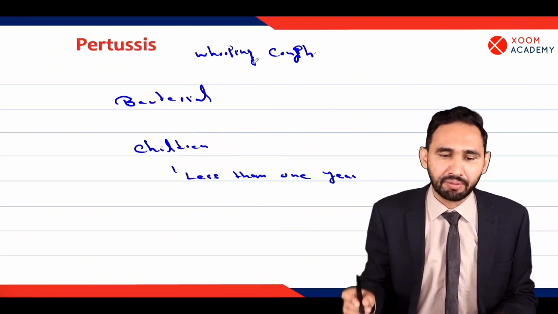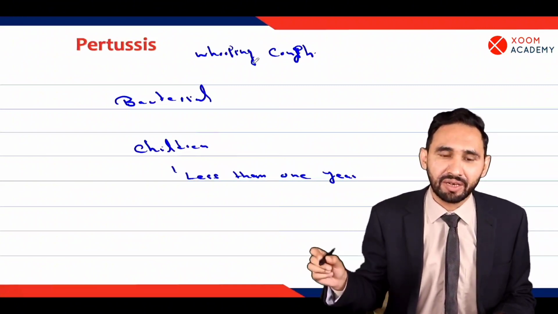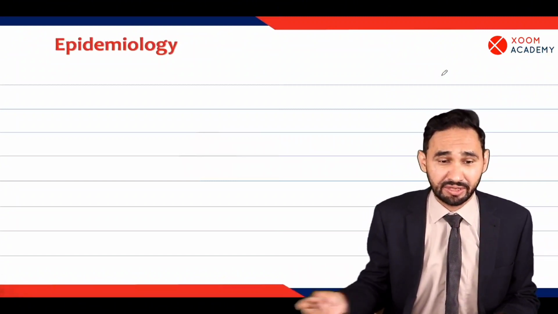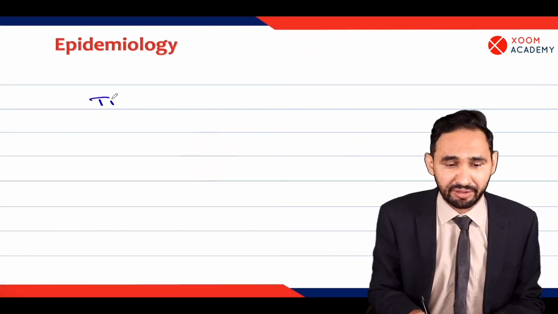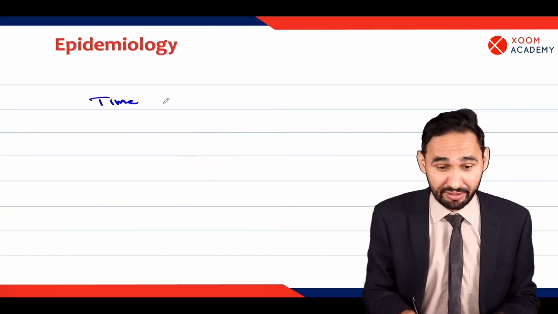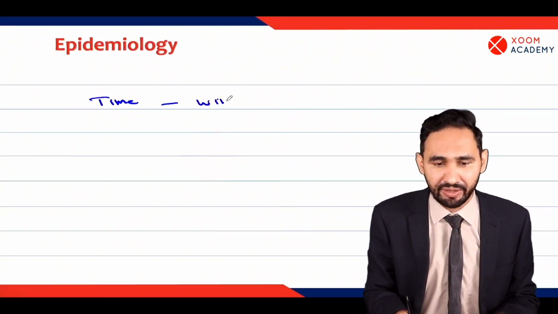So, pertussis also spreads from droplet infection. As you can see, a child having cough. It is also called 100-day cough. Non-productive cough. What is the epidemiology? You must remember time, place, and person. When it is happening or when it is predominant. It is predominant in winters.